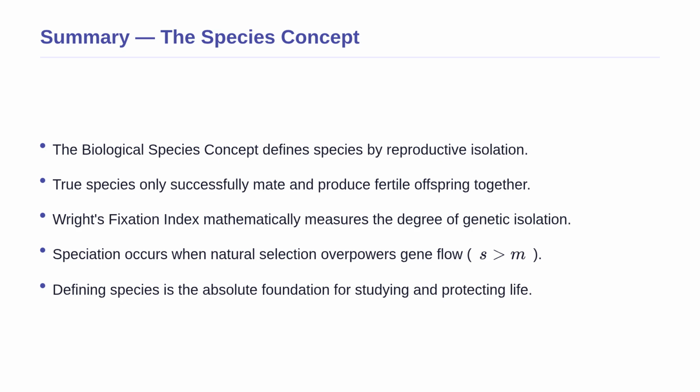Third, we learned that for speciation to occur, the forces of natural selection must overpower the forces of gene flow. You have now mastered the fundamental rules of how biodiversity is organized. Understanding this concept is the absolute foundation for studying how new life forms evolve and how we can effectively protect them in the real world.